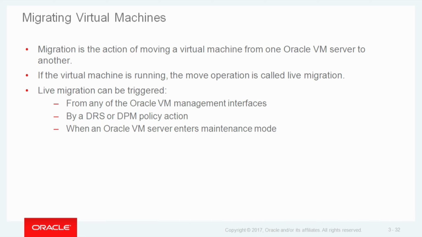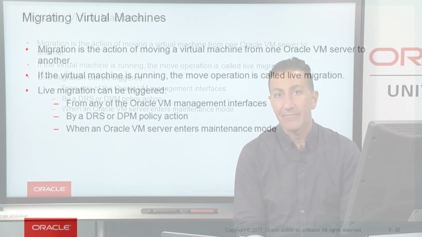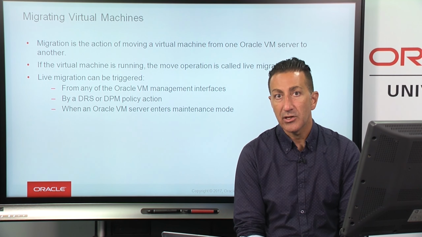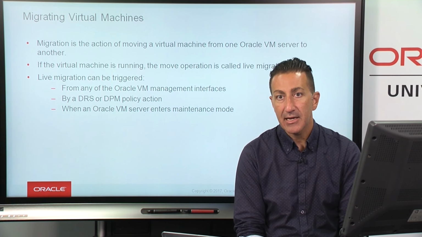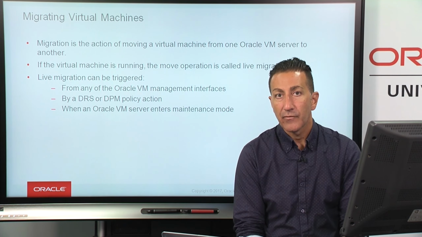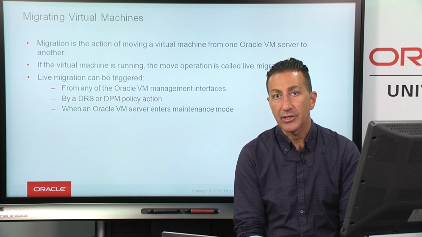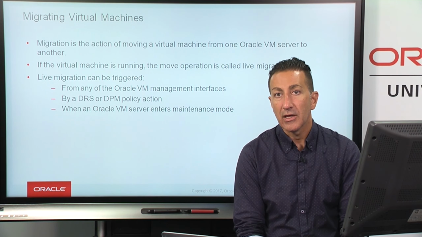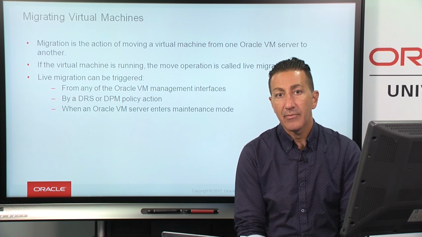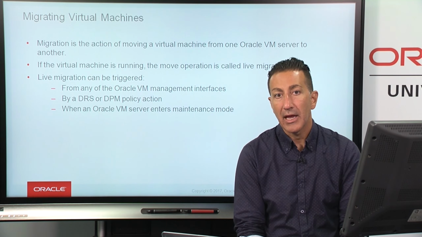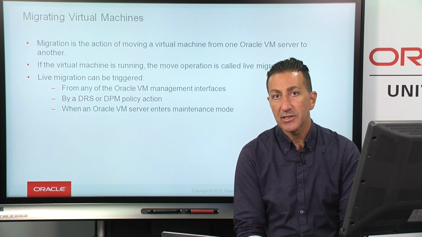If the virtual machine is running, the move operation is called live migration. What it does is basically move the dirty pages from memory from one server to another, and it's secure. What I mean is that it's encrypted. Remember, you have the option to create a dedicated live migration network, for example, to improve the transfer of these dirty pages from memory from one server to another. Live migration can be triggered from any of the Oracle VM management interfaces, using the user interface or the CLI.